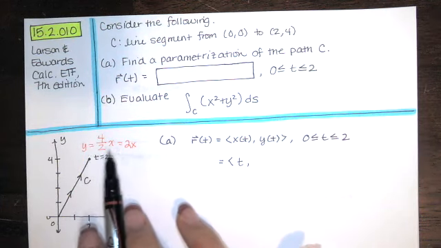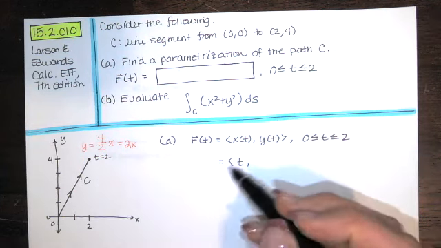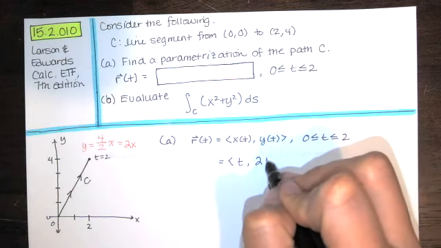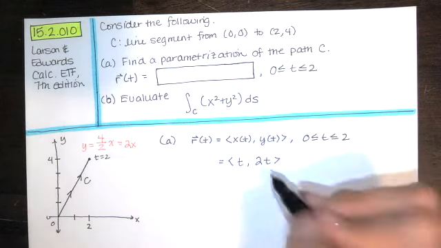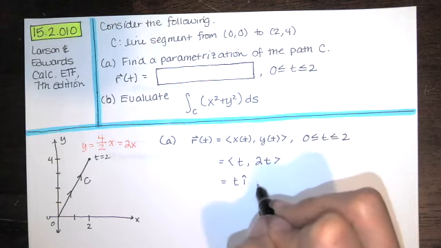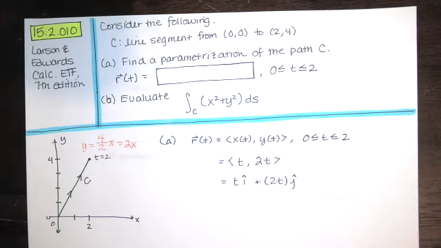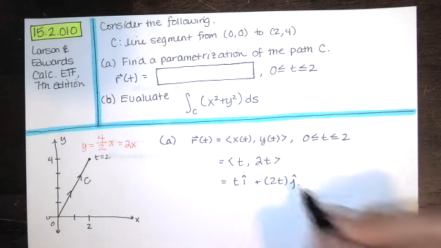So that tells us that no matter what x is, y is twice that. Well, if x is equal to t, then y would be 2 times t. You can write it like that. I prefer that myself, that's component form, or you can write it in terms of standard unit vectors i hat and j hat, that's fine too.